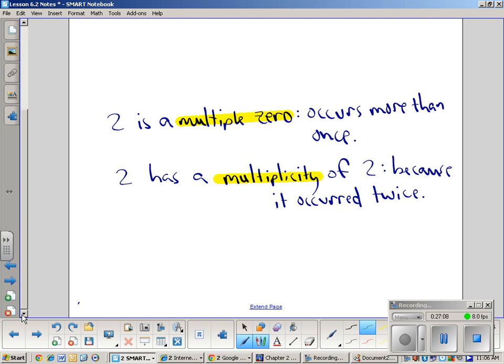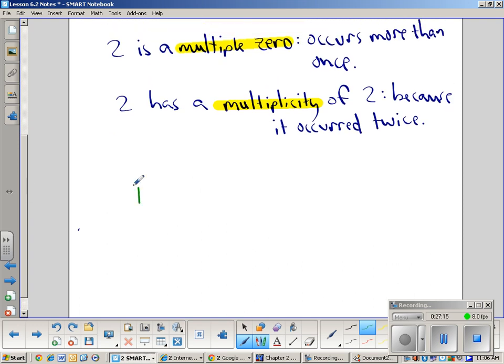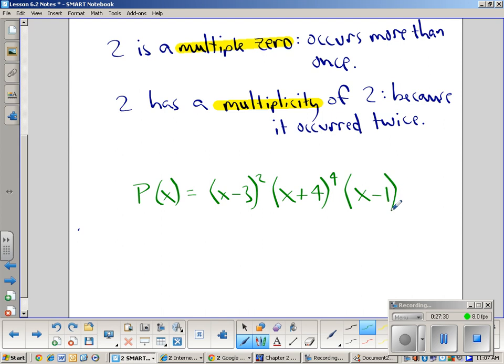Okay? I might have an example on the next page, but to be honest, I don't remember seeing it. So I'm going to create a different one here. f of x equals x minus 3 squared, x plus 4 to the fourth, x minus 1. So I have some multiple zeros here, don't I? Mason, can you name one multiple 0 for me?